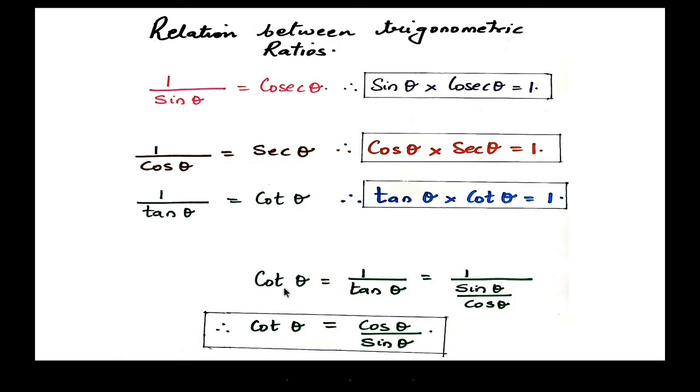Cot theta is the reciprocal of tan theta and we have the relation tan theta is equal to sin theta upon cos theta. So cot theta can be written as 1 upon tan theta, which is equal to 1 upon sin theta upon cos theta. So therefore cot theta will be cos theta upon sin theta. Students, you have to learn these relations and the trigonometric ratios, the definitions thoroughly, so that you are able to solve the exercises.